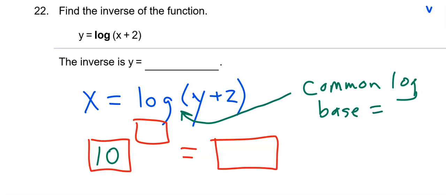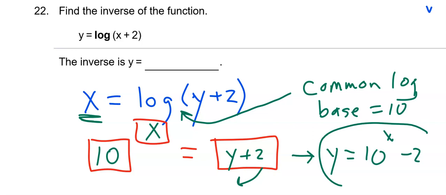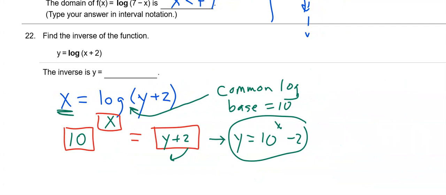And then base equals 10. Okay? Well, then there's the exponent. Well, that has to be x, because we know that a single word synonym for logarithm is exponent. The only thing left is y plus 2. Now, if you want y by itself, of course the 2 has to move. So, 10 to the x minus 2. That is the inverse. That's all there is to it. Switch x and y, and then go through the process of solving for y.